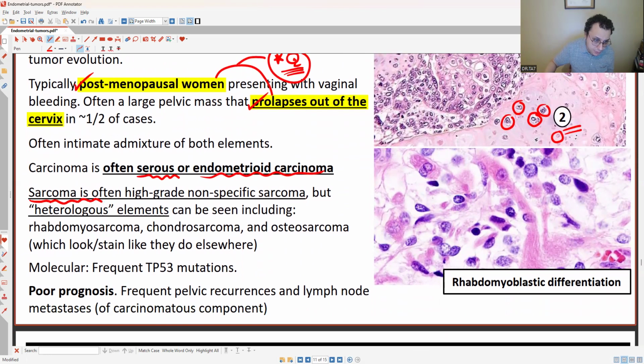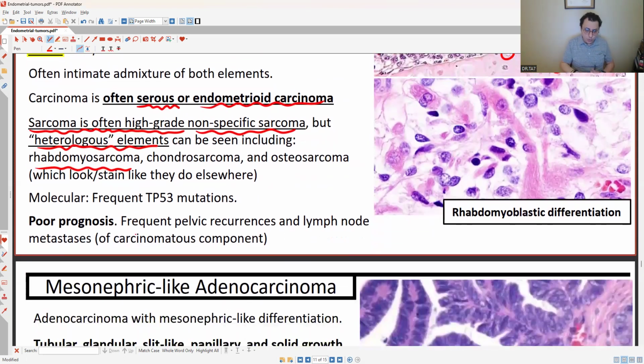He's saying that the sarcoma is often a high-grade sarcoma. It's high grade, just a non-specific sarcoma, whatever you see in any high-grade sarcoma tumor, you will see in this element. And you might see some heterologous elements, like areas of cartilage looking like chondrosarcoma, or areas looking like osteosarcoma. But the most common is rhabdoid. You might see some rhabdoid areas in the sarcoma component, like these rhabdoid cells with glassy cytoplasm, which look like rhabdomyosarcoma.